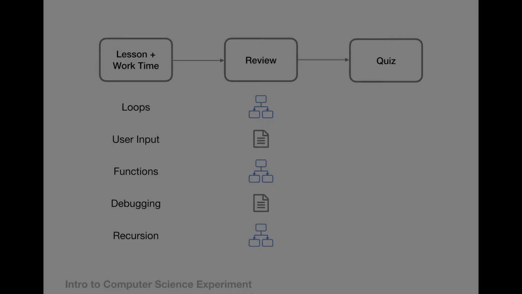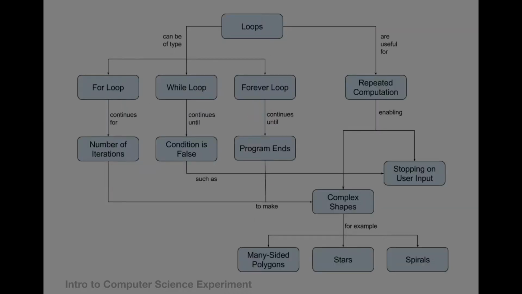So just to make this a little more clear, this is an example review that I gave for our loop class. It's a concept map for loops. It covers some of the more conceptual ideas around loops, the fact that it does repeated computation. It also covers some specific loop types that are available in the programming environment that we use in the classroom.